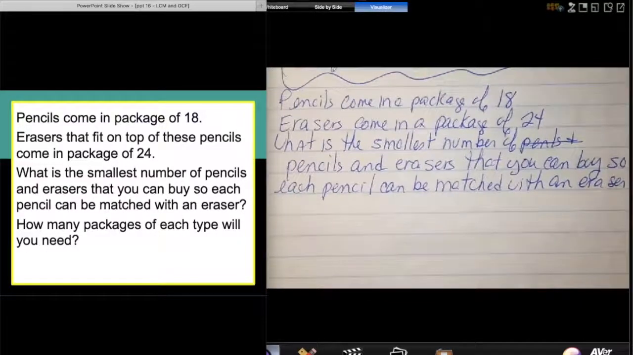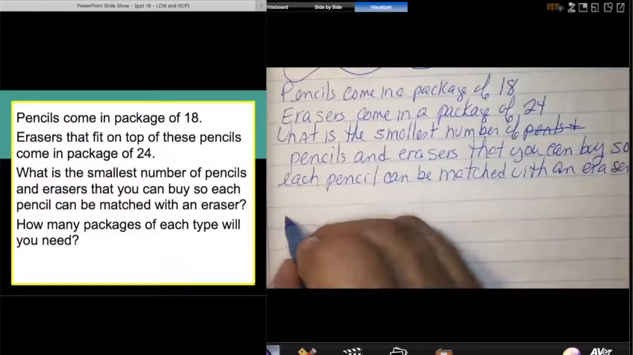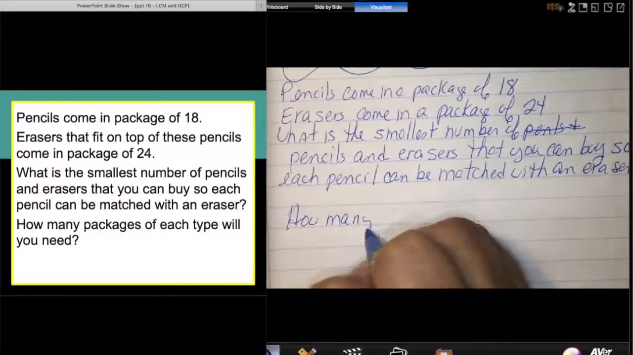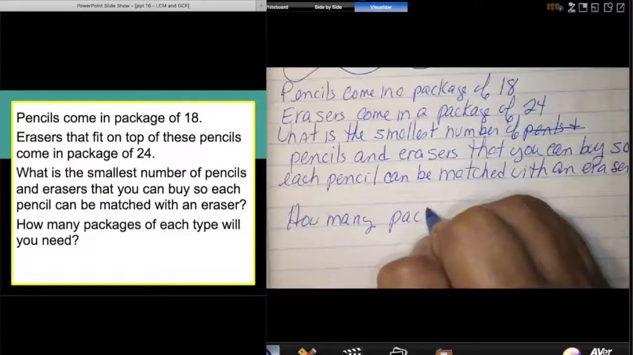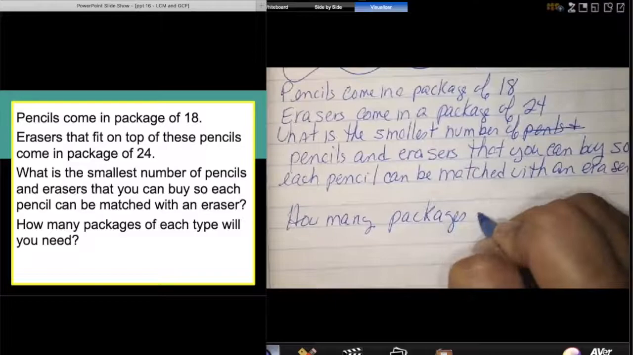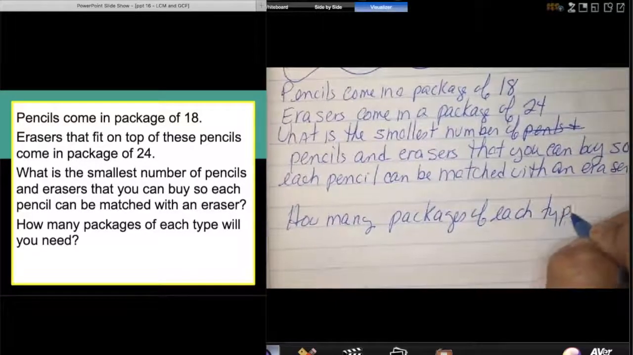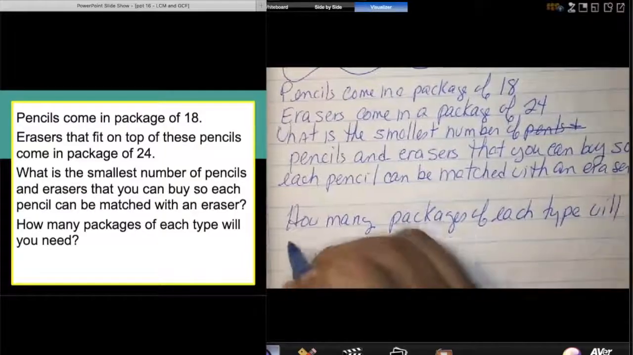Okay. And then the second thing they want to know is how many packages of each type will you need?